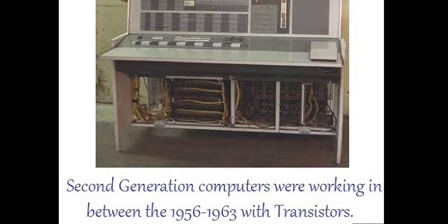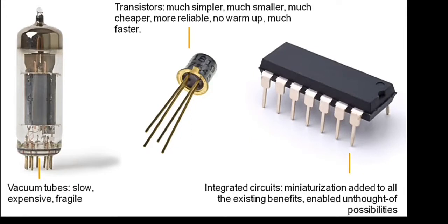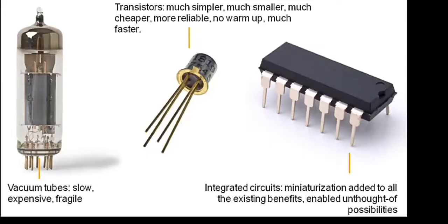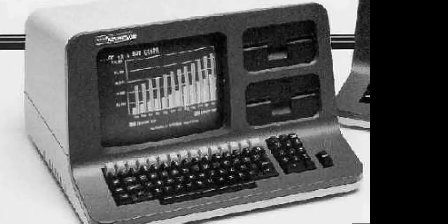The second generation of computers was developed in the period between 1956 and 1963. Transistors replaced vacuum tubes in the second generation of computers. The transistor was far faster than the vacuum tube, allowing computers to become smaller, faster, and more efficient than the first generation of computers.